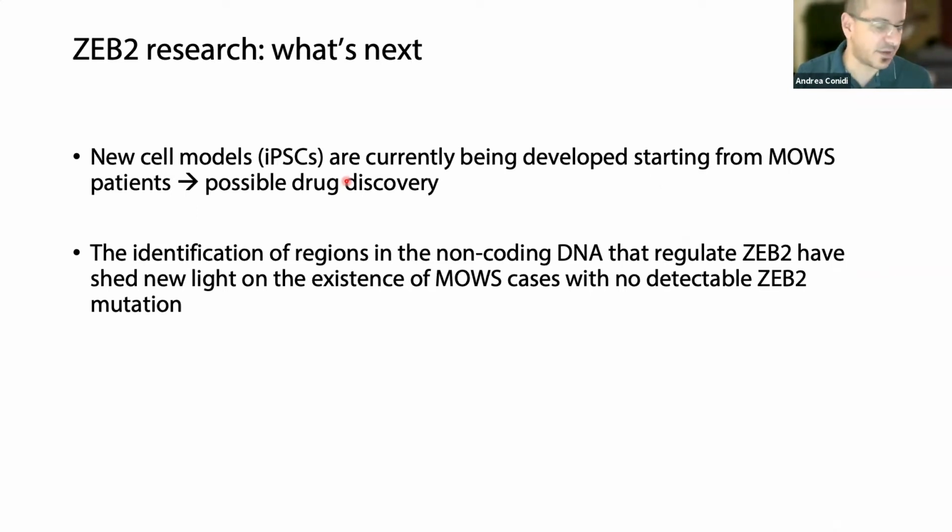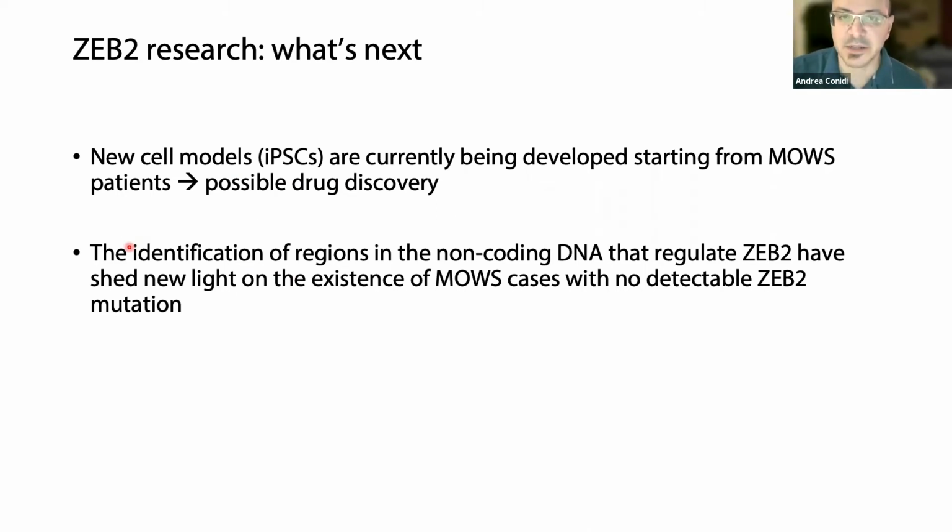But what's next? I think it's very important now to focus on this: 20 years have passed, 20 years have brought very important things, but what is next, hopefully more than 20 years in the research of ZEB2? We now have the possibility to mimic conditions like Mowat-Wilson syndrome in vitro using induced pluripotent stem cells, starting from Mowat-Wilson patients' material.